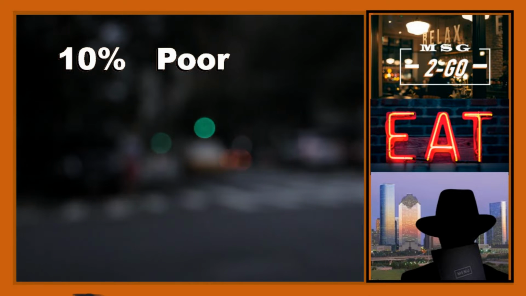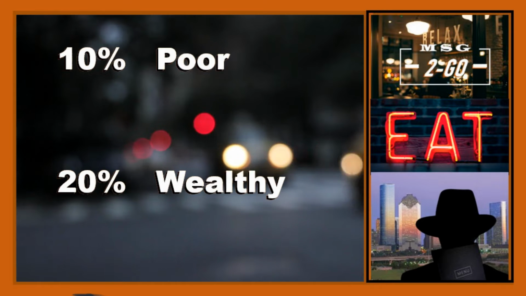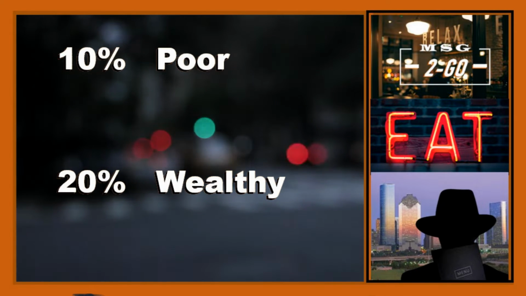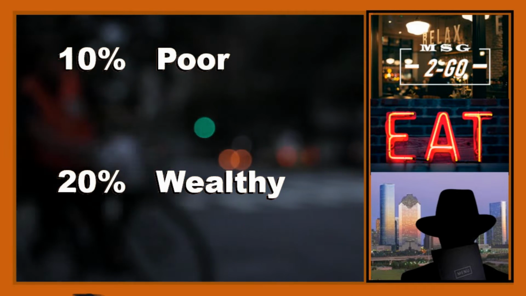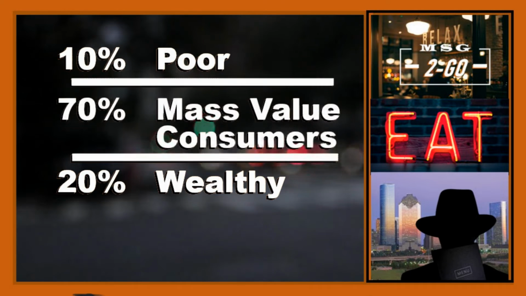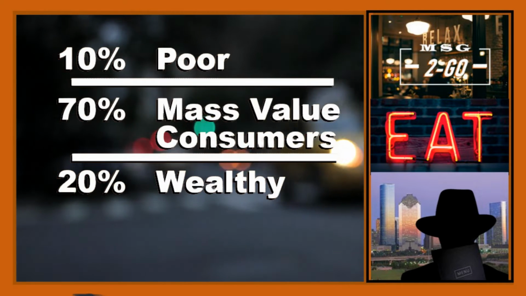They are poor. On the opposite end, 20% are wealthy, or what you might call rich. For them, price is no object. You might have heard that line in a movie every now and then or something. I want one. Price is no object. That line typifies the top 20%. They literally can afford almost everything they want to buy. They are the nation's wealthy. So just by the process of elimination, the great 70% in between must be mass value consumers.